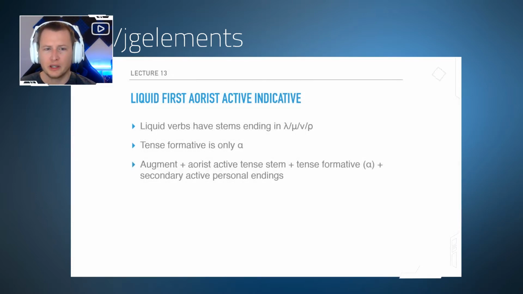Now, there are liquid verbs where the stem's in lambda, mu, nu, and rho. First aorist, so it uses the present tense stem. These will only have alpha as the tense formative, no sigma. Okay? So it'd be augment plus aorist active tense stem plus alpha as the tense formative plus the secondary active personal endings.